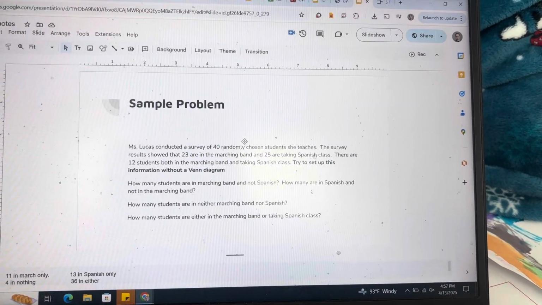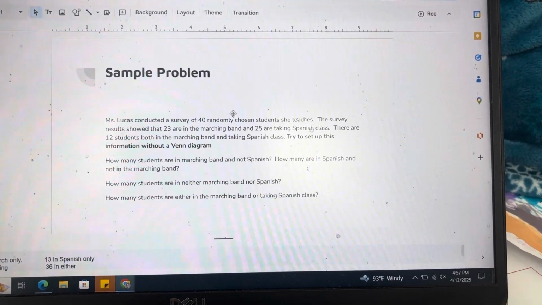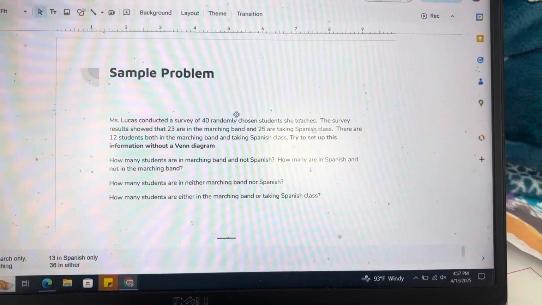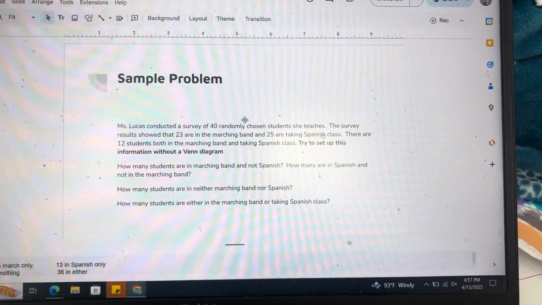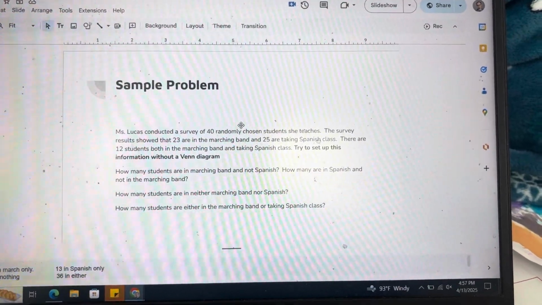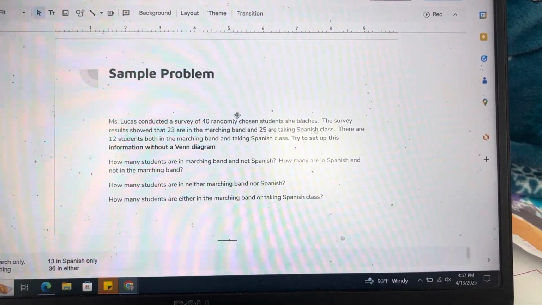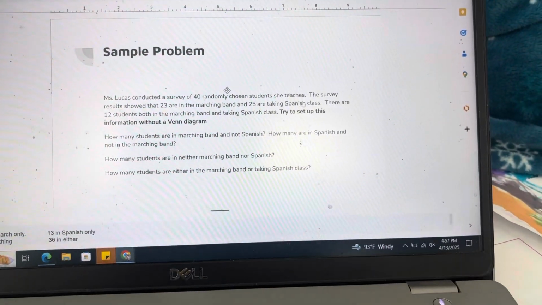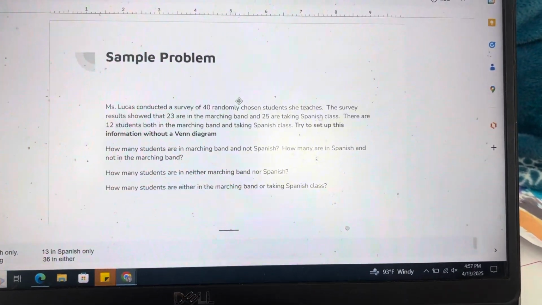So our sample problem: Miss Lucas conducted a survey of 40 randomly chosen students that she teaches. The survey showed that 23 are in the marching band, 25 are taking Spanish class. There are 12 students in both the marching band and taking Spanish class. Try to set up this information without a Venn diagram. So this is actually kind of tough without the Venn diagram.